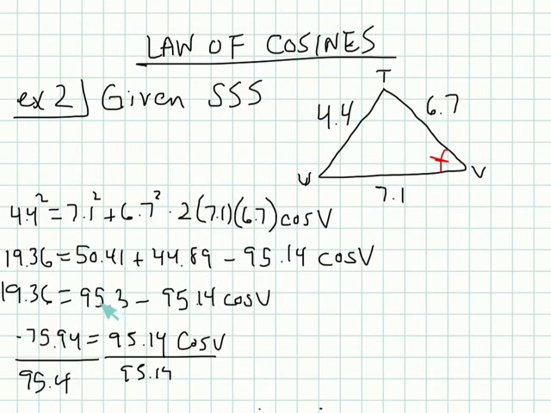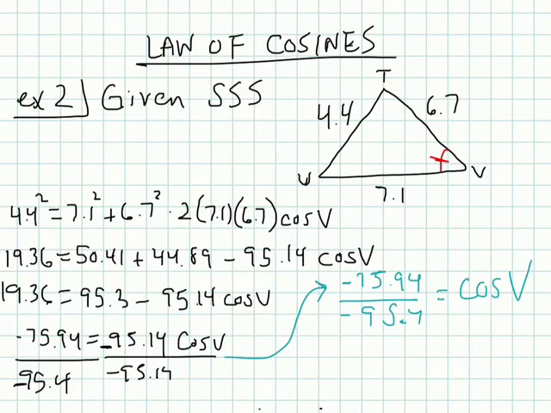Then I'm going to subtract 95.3 from both sides, subtraction property of equality, and I'm left with negative 75.94 equals, again, this negative 95.14 cosine V. Or negative, I'm sorry, let me write that in. And then I divide both sides by negative 95.14. And what I'm left with here, and now I'll write in a new color so it's not confusing, I'm left with this fraction of negative 75.94 over negative 95.14, and we could probably remove both those negatives if you want, equals the cosine of V.